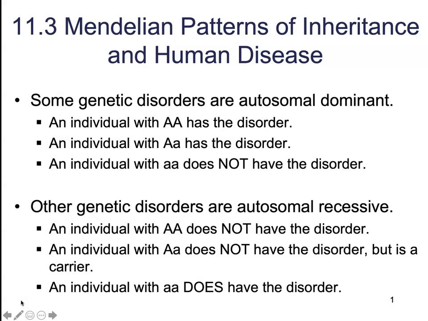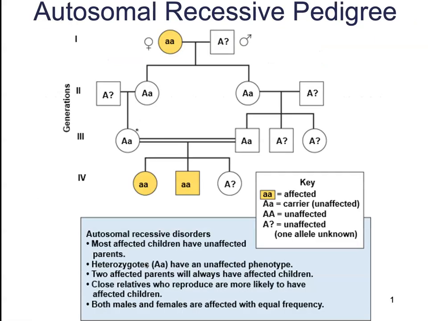A great example of this would be cystic fibrosis. Cystic fibrosis is an autosomal recessive disorder. Only about 1 in 20 individuals is a carrier for the disorder. So about 1 in 20 individuals is going to be heterozygous for this trait, but only 1 in 2,000 will actually have the disorder, because it's very rare that an individual will be homozygous recessive for this particular disorder.